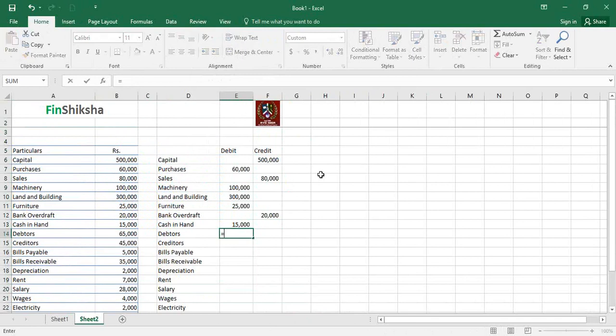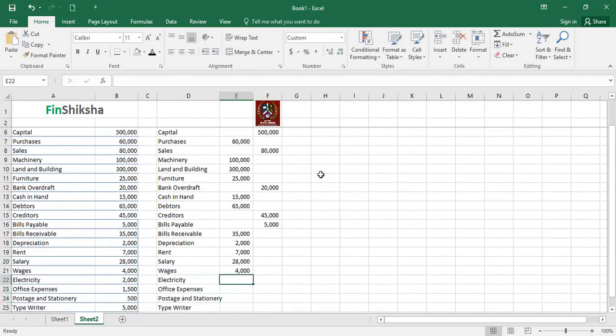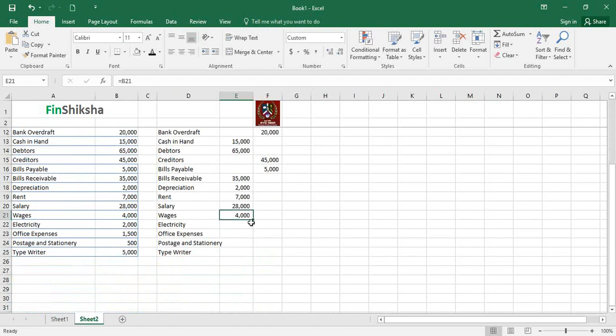Debtors are people who have not paid you money. That's an asset, debit. Creditors are liabilities, credit. Bills payable are liabilities. Bills receivable are assets. Depreciation is an expense. Rent is an expense. Salary is an expense. Remember, all expenses will get debited. Wages, electricity, office expenses, postage and stationery, everything is an expense. So everything gets debited, right?